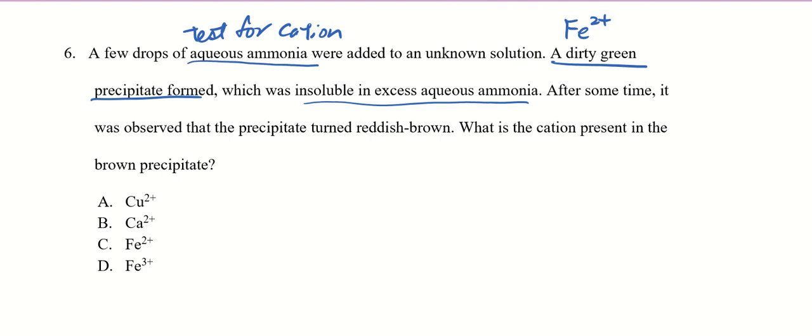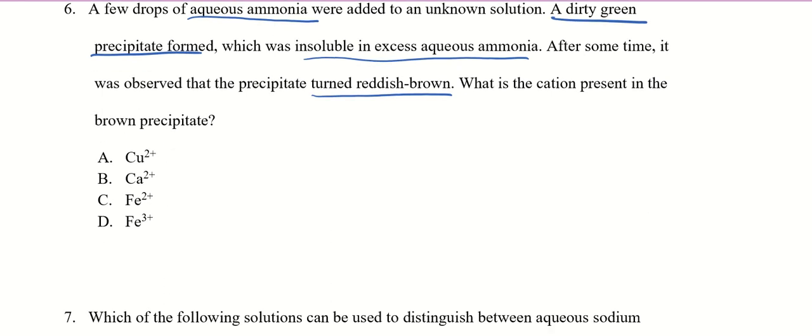Okay, after some time it was observed that the precipitate turned reddish brown. Okay, what is the cation? Okay, before that, reddish brown confirms that this is Fe3 plus. Okay, what is the cation present in the brown precipitate? So now we're looking for the cation in the brown precipitate, which we just mentioned is Fe3 plus.